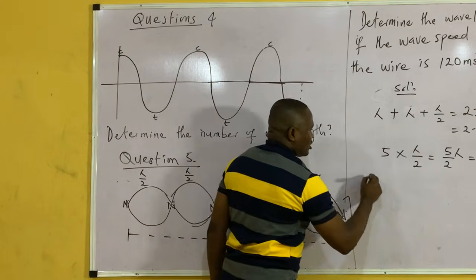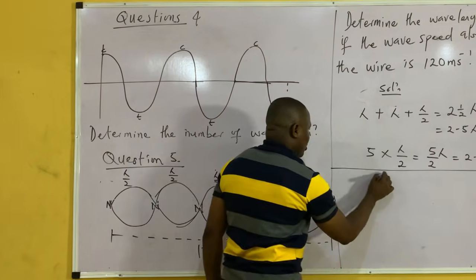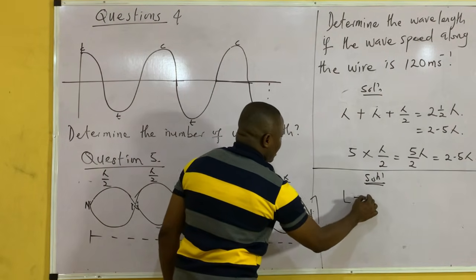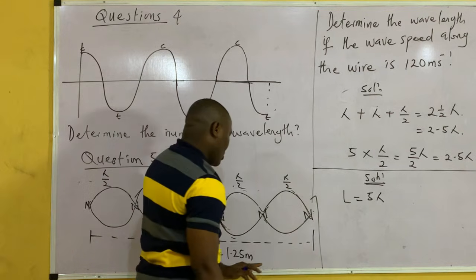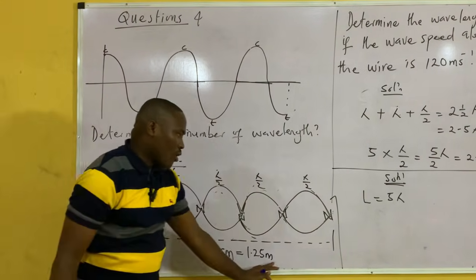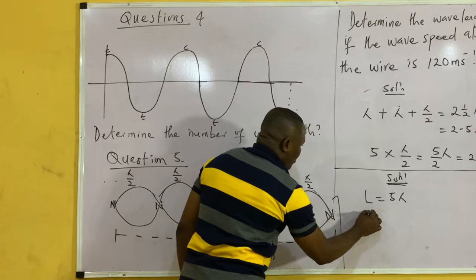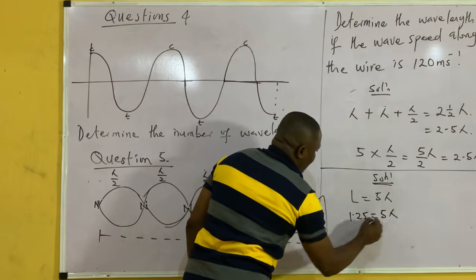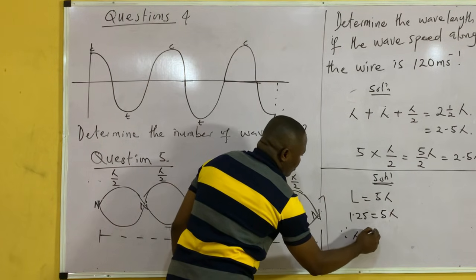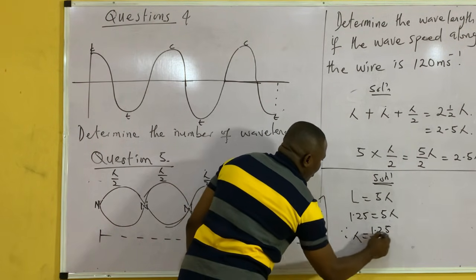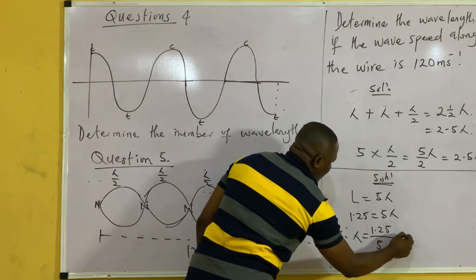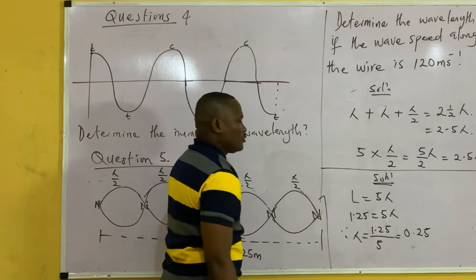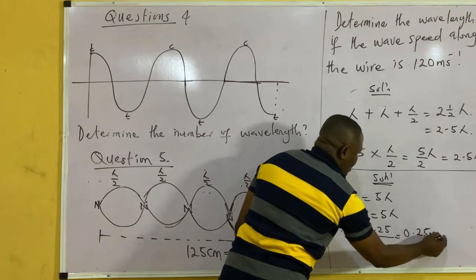So, solution for number 2. I have distance equals 5 lambda over 2. So what is this distance equal to? 1.25. So I have 1.25 equals 5 lambda over 2. Therefore, what is the wavelength? Wavelength is 1.25 over 5, which becomes 0.25. So 0.25 meters is our wavelength.